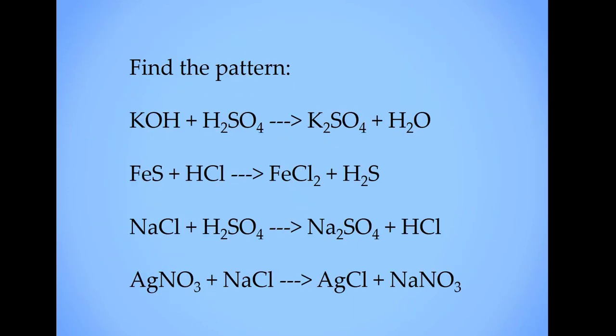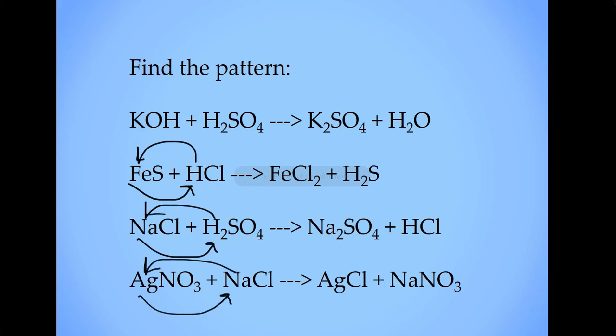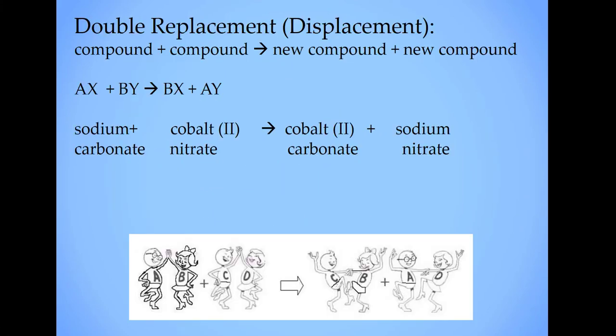All right, this is our fourth type of reaction, so see if you can find the pattern. When you look at this, the cations are going to switch places. The last one that we talked about was single replacement; this one is called double replacement, and it's also called double displacement. If we do the dance analogy, we have two couples dancing and then they just trade partners.